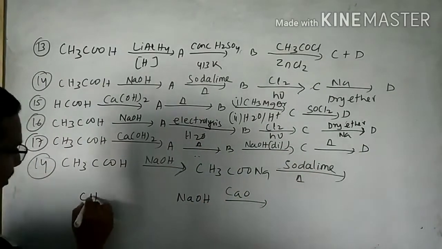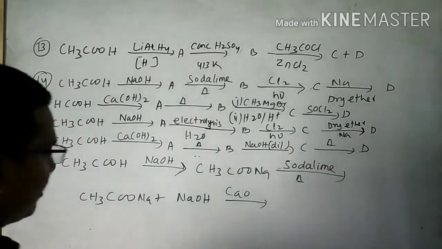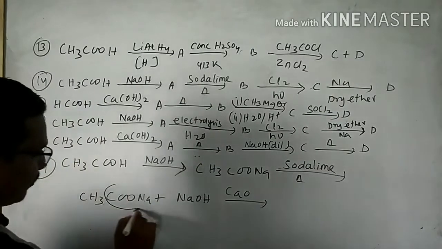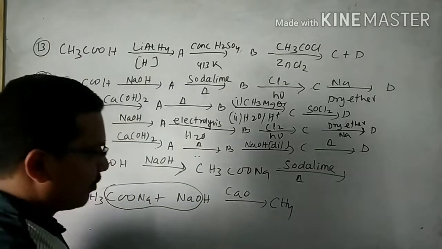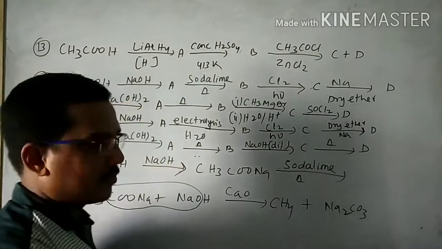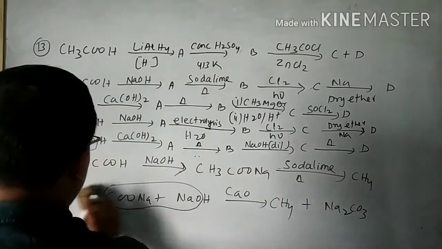Then it is treated with the salt of carboxylic acid. Then a degradation reaction takes place. There is a loss of Na2CO3 molecule, sodium carbonate, and an alkane is formed. This is your CH4, and the byproduct is Na2CO3. This is said to be the Dumas method. So here you can write CH4.